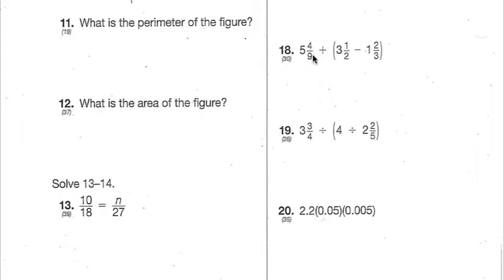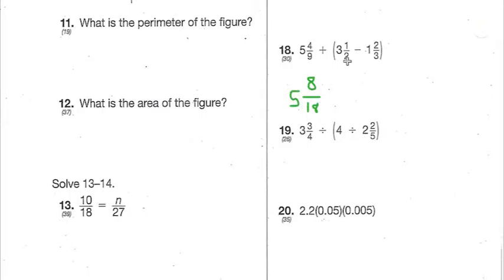So what do I do to 9 to make it 18? I multiply it by 2. I have to do the same thing to the top. So if I multiply the top by 2 also, I have 8 over 18. I'm just going to do the fractions first because that's easy. We'll leave that.